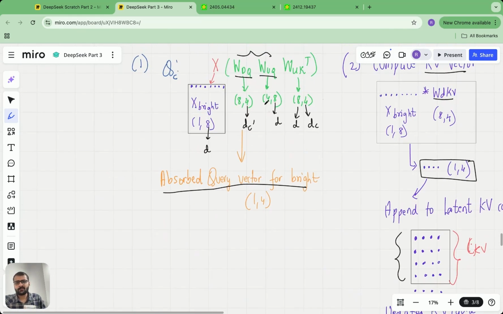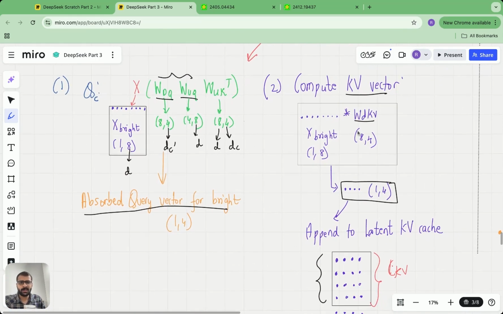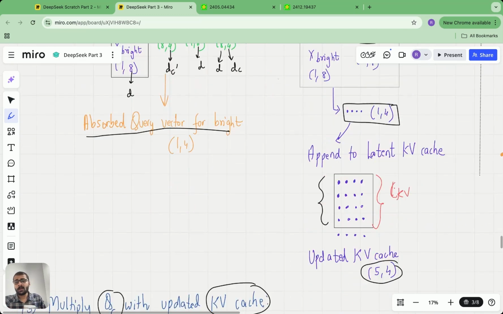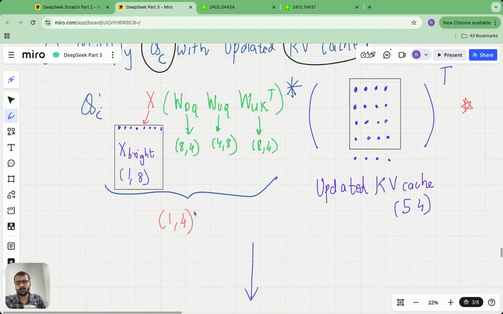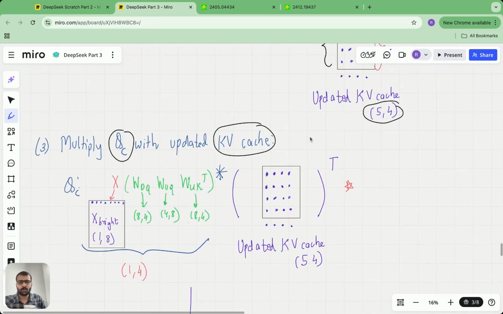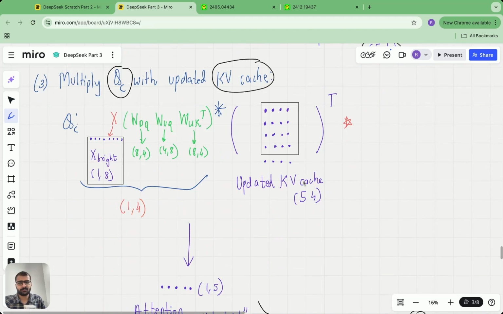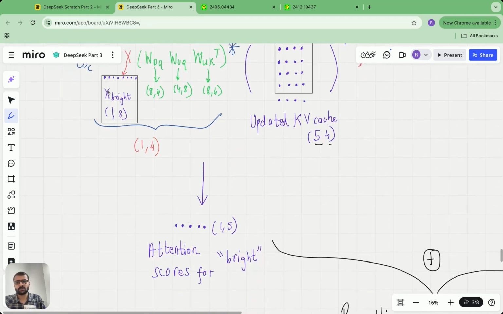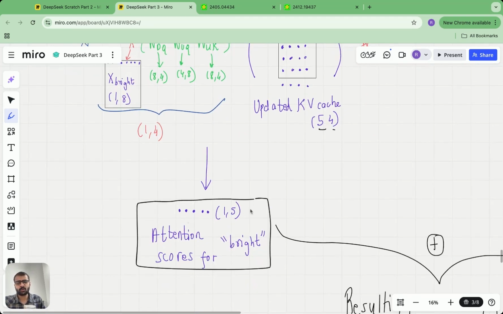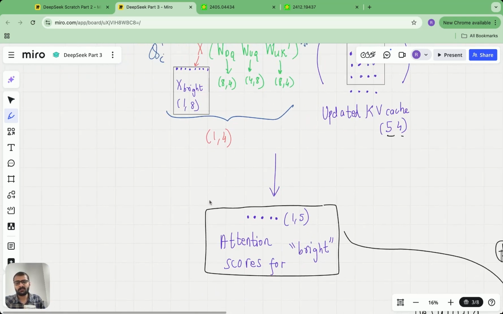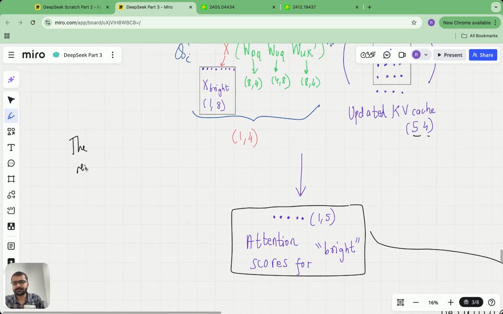So remember the power of the absorption trick. We are again using it over here. We only need to cache the latent KV. We don't need to cache the keys or the values separately at all. So we use my absorbed query, which is 1 comma 4, and multiply it with the updated KV cache transpose, which is 5 comma 4 transpose. The multiplication gives you an attention score for bright, which is 1 comma 5. Why are there 5? Because now the next token is bright, and I'm taking the attention score with bright as the query, with itself and with all the other tokens. That's why it's 1 comma 5.